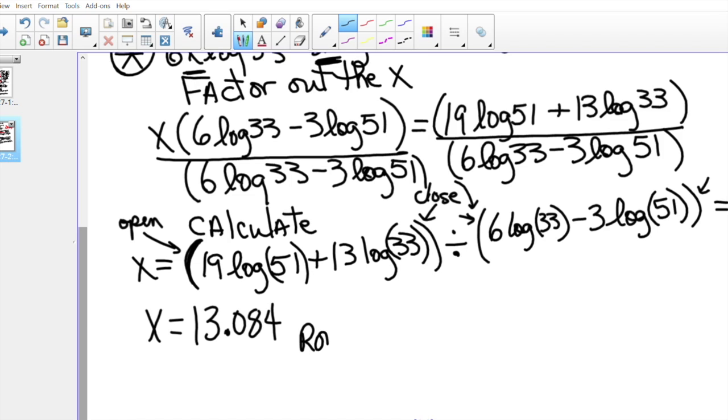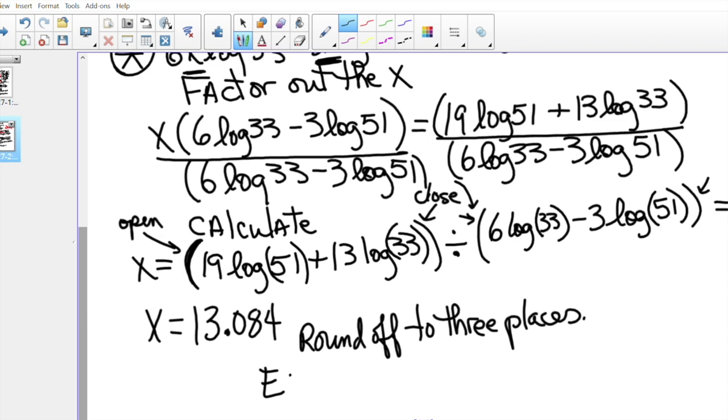round off to 3 places. And that ends session 3.